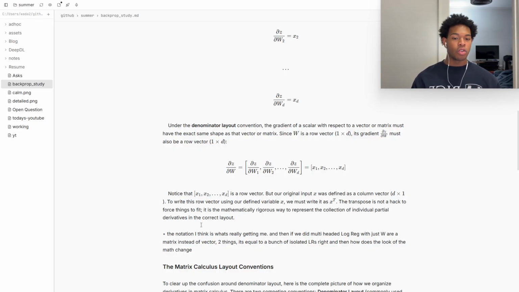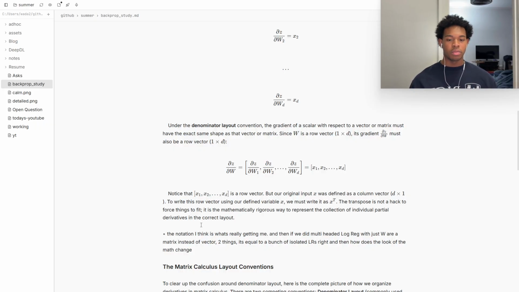Since w is a row vector, its gradient must be a row vector. Sure, by convention, and then because we know its values, that gives us its shape. The values don't change. It's a shape convention. I'm okay with that.